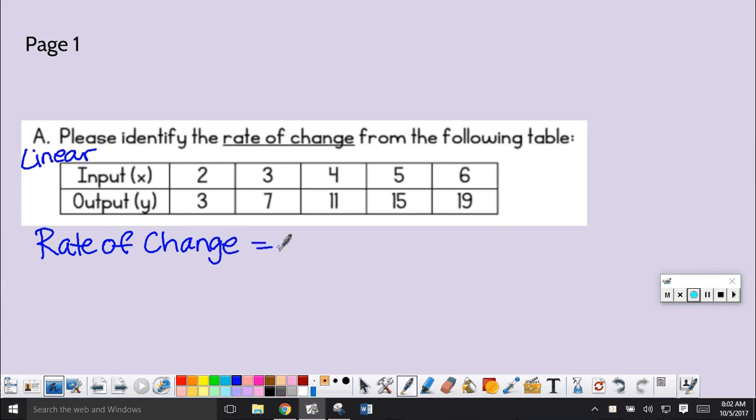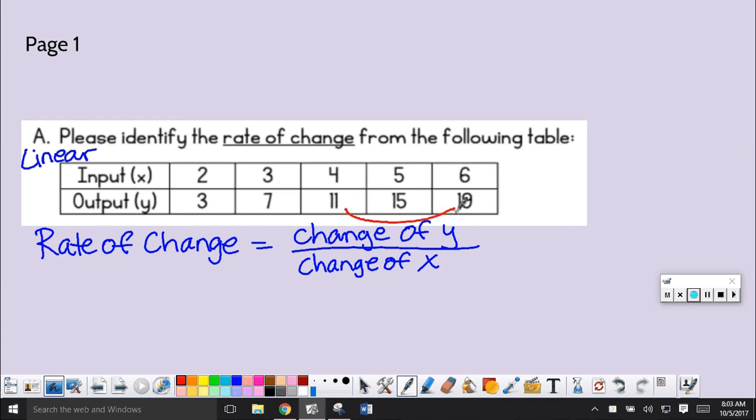So it doesn't matter. And remember that rate of change can be found by the change in y values, so that's the difference, so subtracting the y values and subtracting the x values. The change in y values divided by the change in x values. So in order to find the change, I have to pick 2 points. So I'm going to pick 4, 11 and 6, 19. So from 11 to 19, how do I get from 11 to 19? Well, that's a difference of positive 8, because I'm adding 8. Then from 4 to 6, I am adding 2.